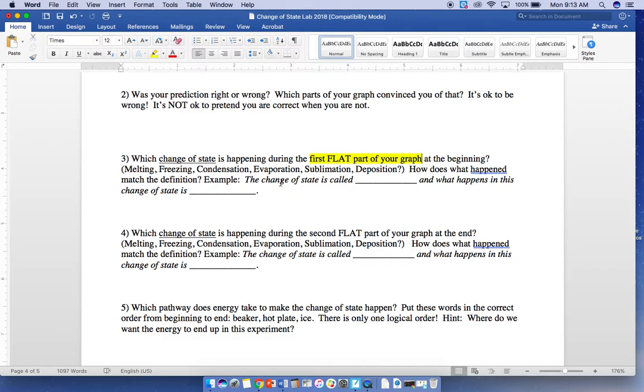So we have an example sentence here. This change of state is called, you pick one of these 6 words. I'll highlight them in pink, and then I'm going to highlight this blank in pink as well, so you know where you're going to be putting that word. And what happens in this change of state is, this is where you're going to describe what happens. Now, if you need help with questions 3 or 4, what you can do is look back to your notes from last time, because last time we defined all of these words.